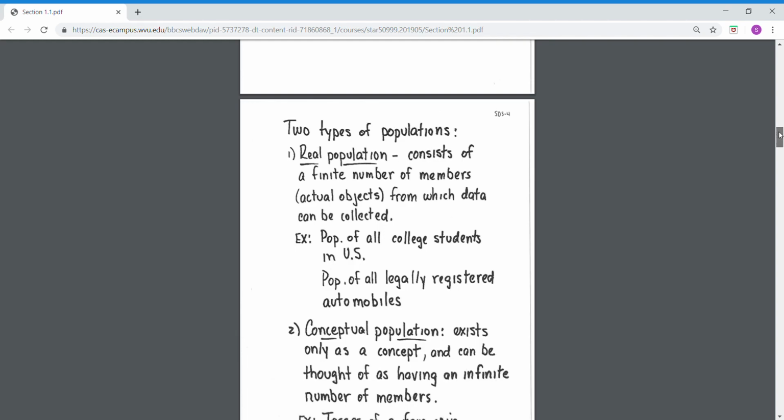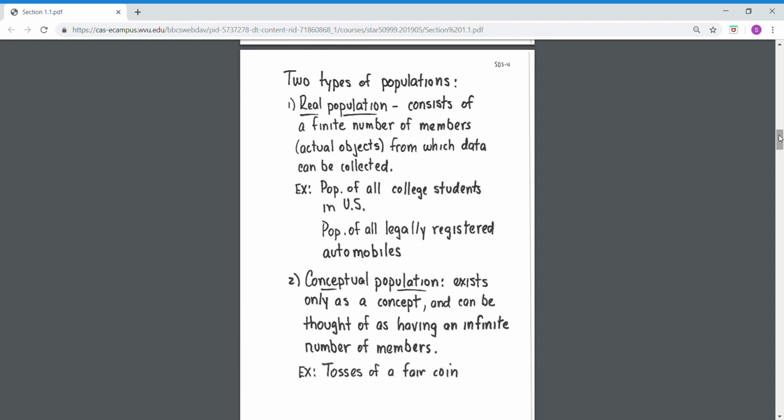Under the field of populations, we have two subcategories. First is what is known as a real population. This consists of a finite number of members, actual objects, from which data can be collected. For example, the population of all college students in the United States, or the population of all legally registered automobiles.